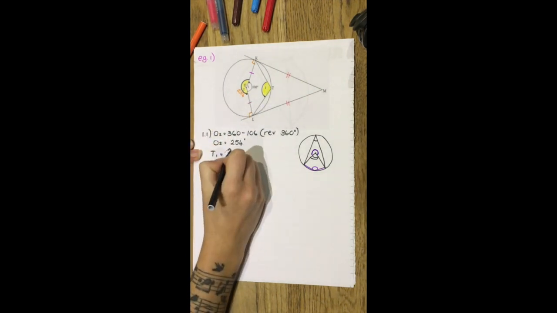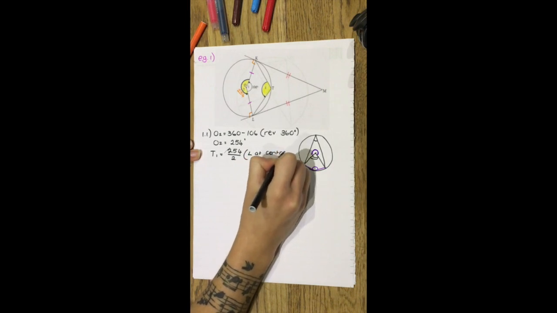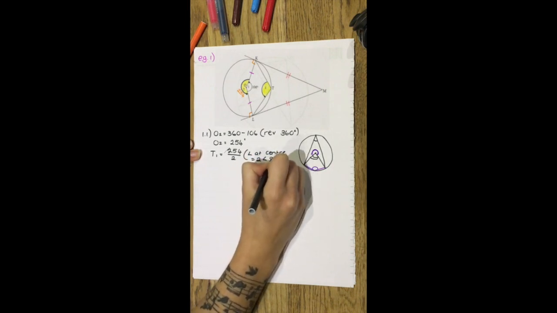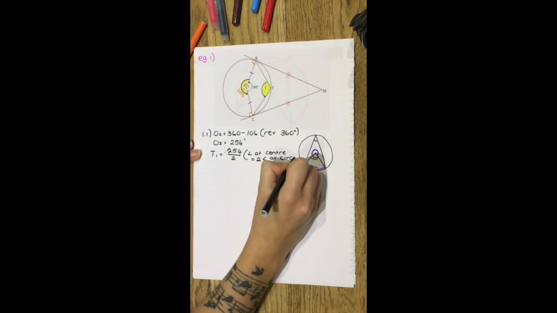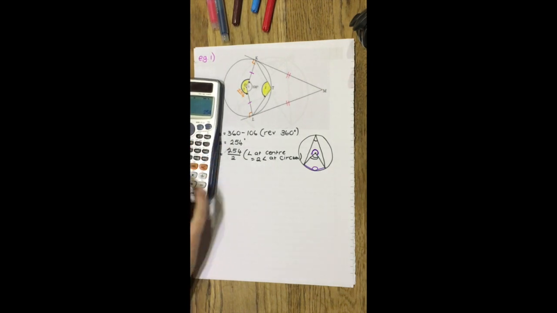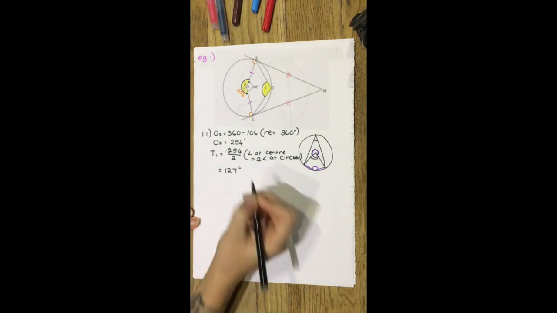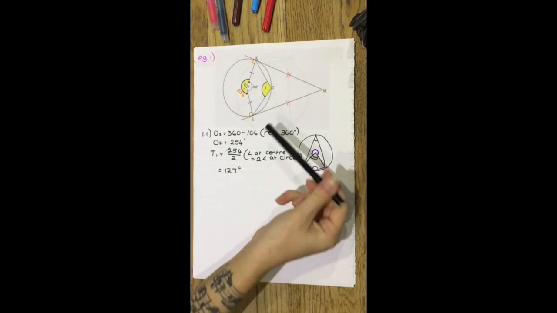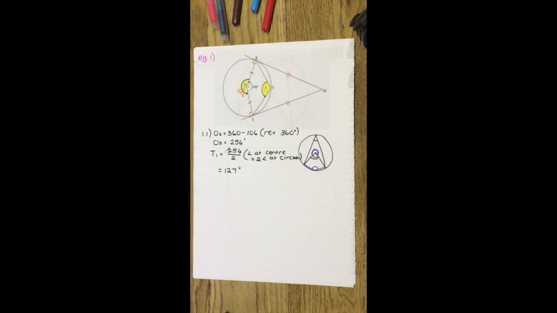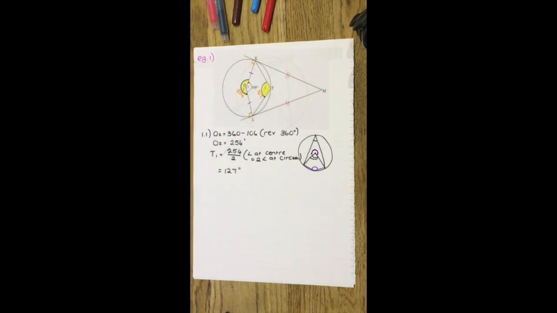It must be 254 divided by 2, and the reason is because angle at center equals 2 times angle at circumference. Are you seeing how I am doing this? So 254 divided by 2 is going to be 127 degrees. Remember, everything you do, you must put your reason. So now T1 is 127.